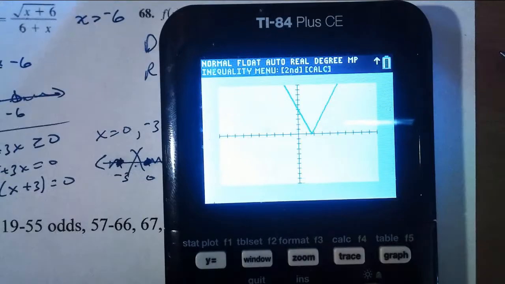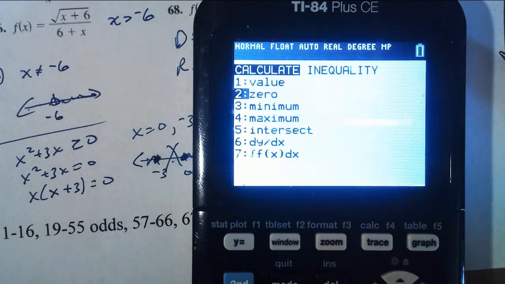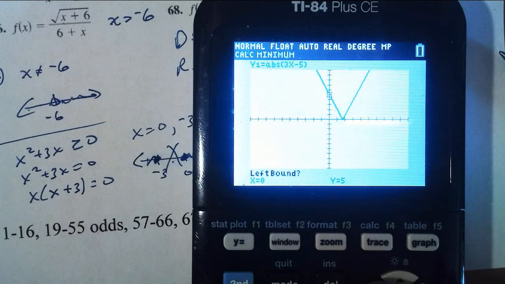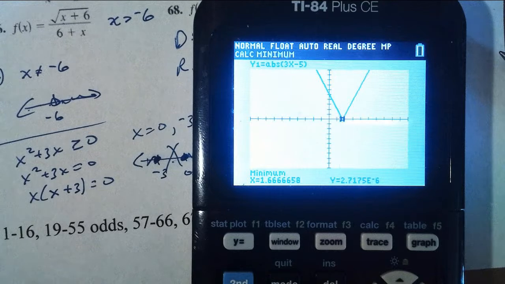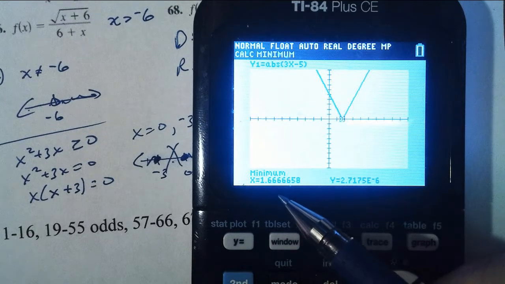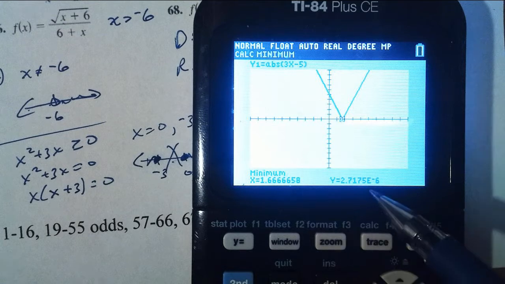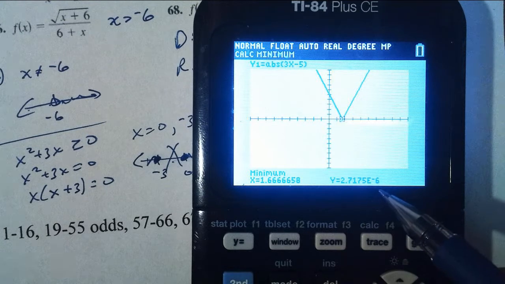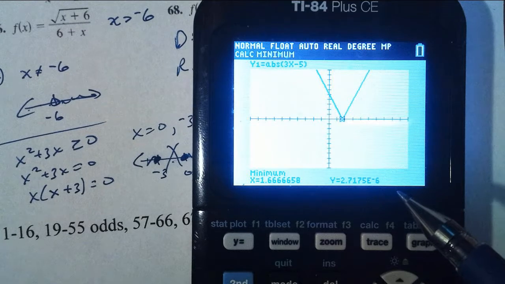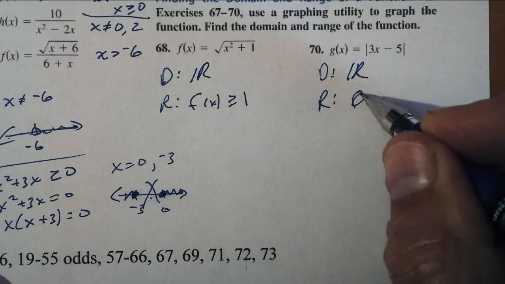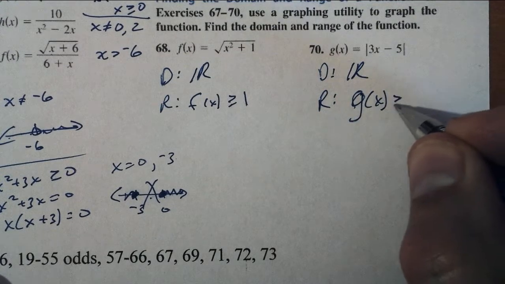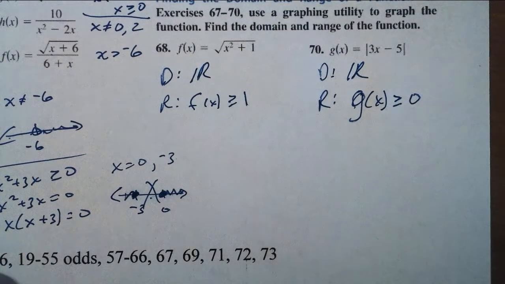We'll go second, calculate the minimum, and it asks me for a stamp to the left. I'll get close to it, but stay to the left of that minimum. Whoops, that might be too far over. There we go. Left, hit enter, get to the right of there, hit enter, and now enter. And it tells us that our minimum is occurring at 1.6, looks like repeating with some rounding error. And this is times 10 to the negative 6, so this would be 0.000002. It's probably truthfully 0. So our range is, g of x is a factory that produces things that are at least equal to 0, and I suspect we can be 0.